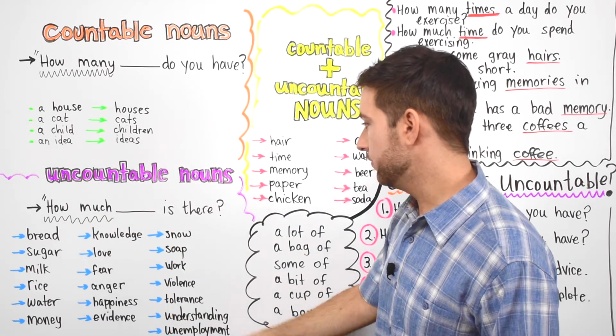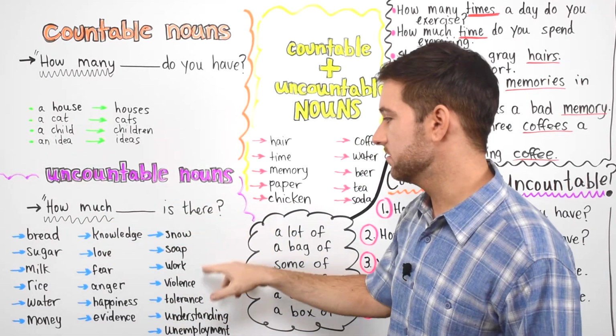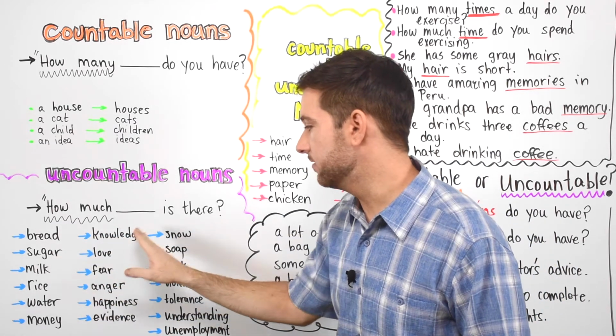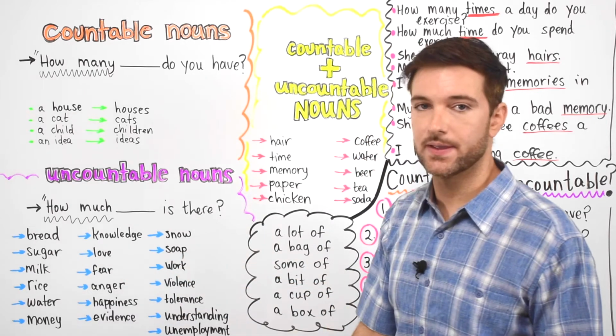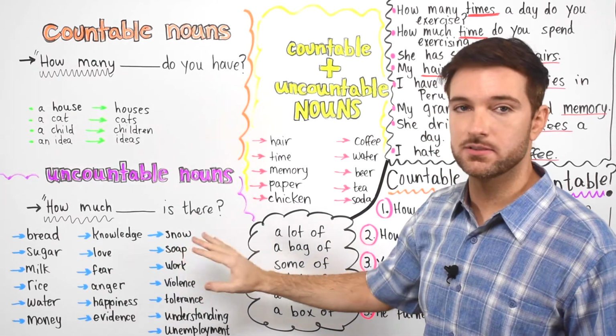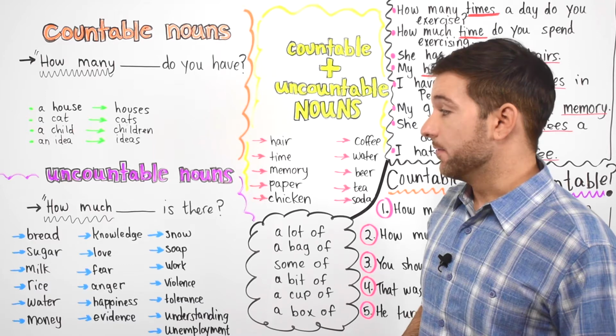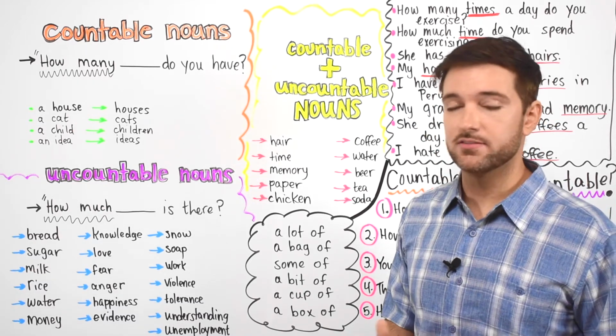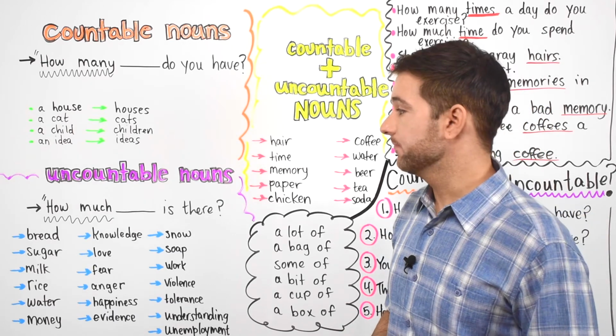How much unemployment is there? How much tolerance is there? How much love is there? How much sugar is there? How much bread or milk or rice is there? Okay? These ones are uncountable nouns. Now, in addition to these new words that you have to learn in English, right?